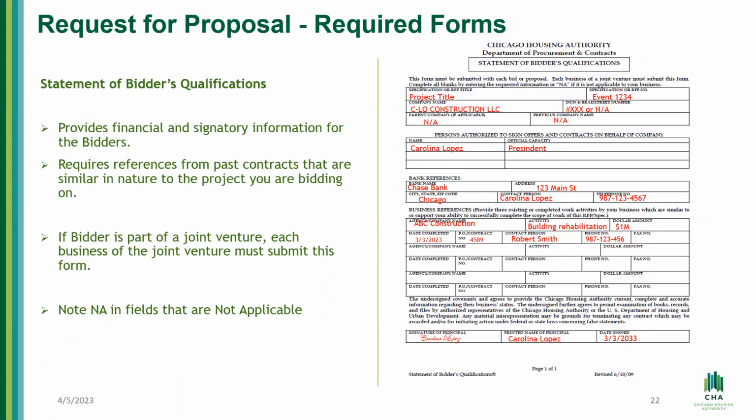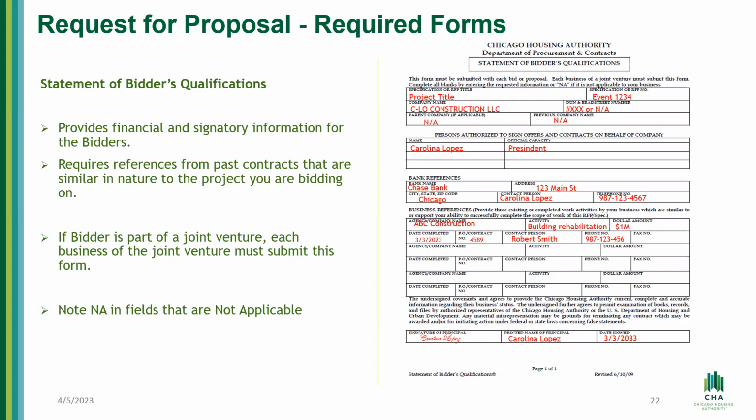Another required form is the statement of bidders' qualifications. In this form, you will provide financial and signature information for the bidder. It requires references from past contracts that are similar in nature to the project you are bidding on. If a bidder is part of a joint venture, each business of the joint venture must submit this form. If there is you or somebody else, both of you have to submit this form.